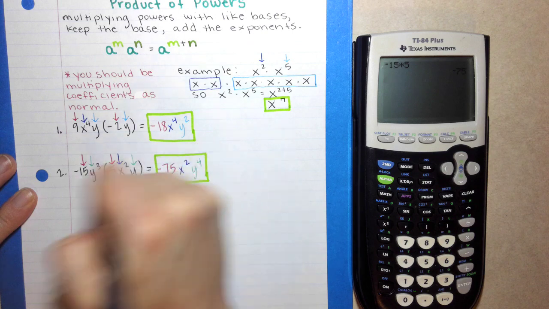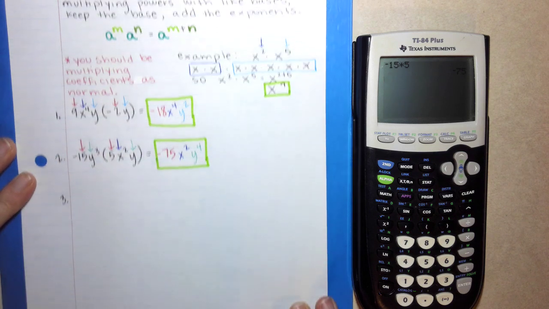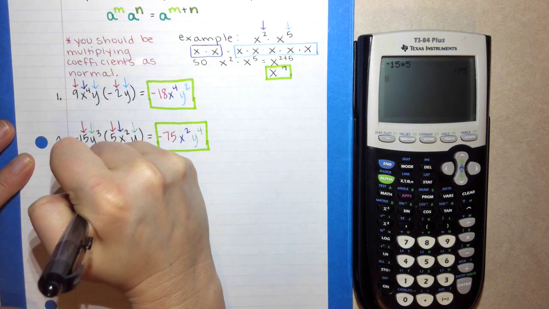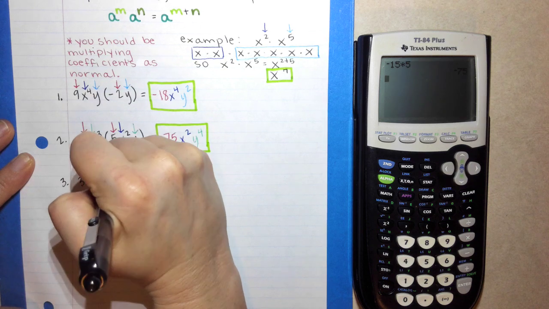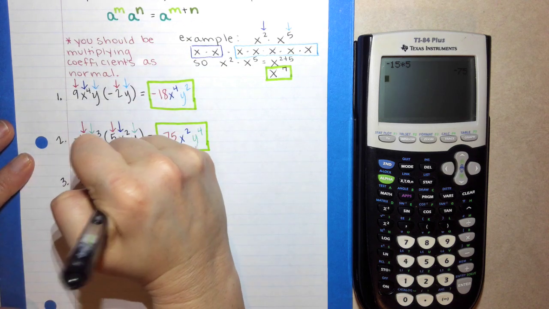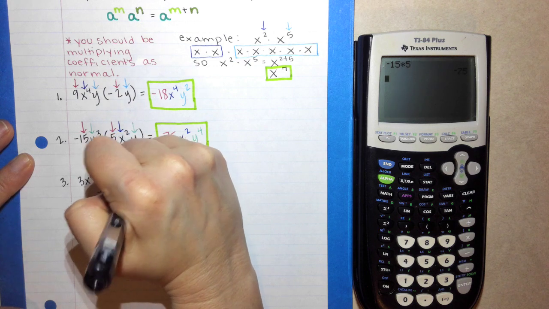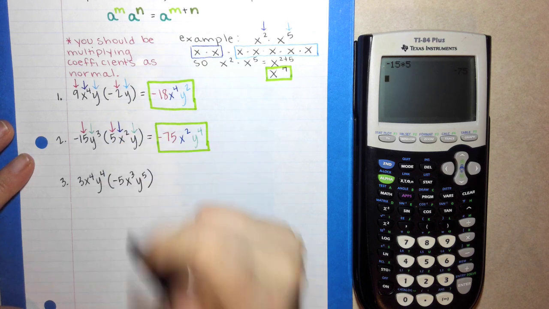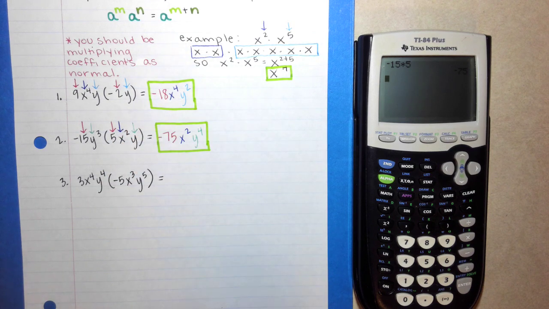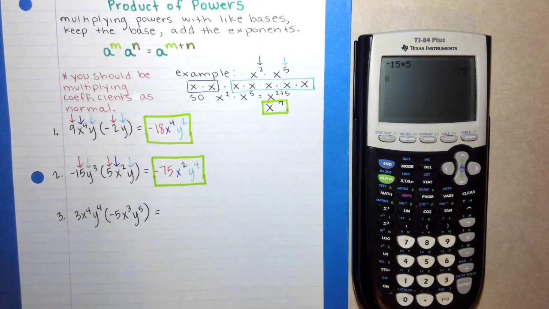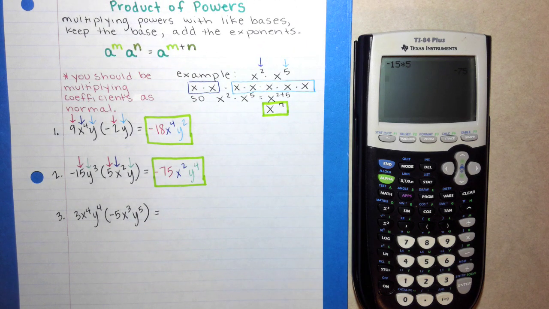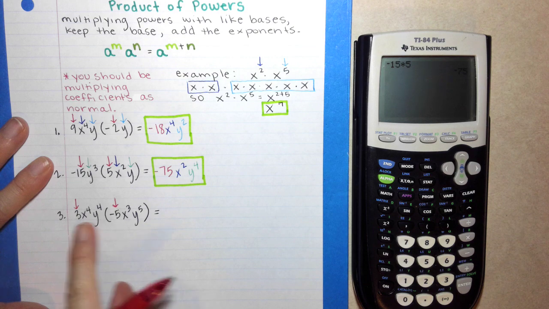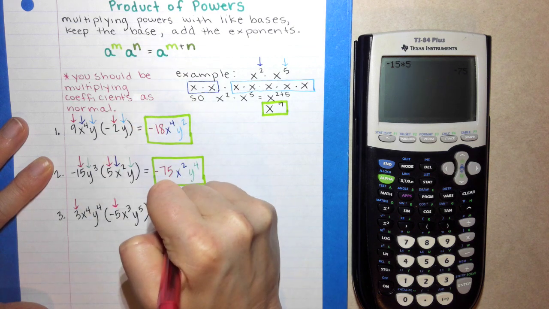All right, let's try another one. Let's try 3x to the 4th y to the 4th, times negative 5x cubed y to the 5th. All right, so I'm multiplying, so I'm going to use my rule. So step 1, I'm going to multiply a coefficient times a coefficient. So 3 times negative 5 is negative 15.